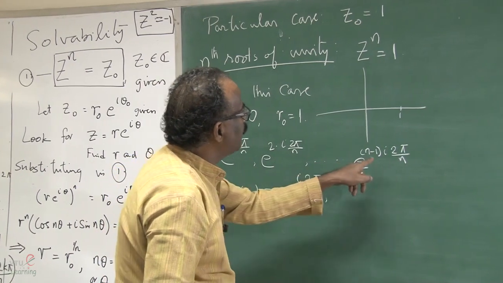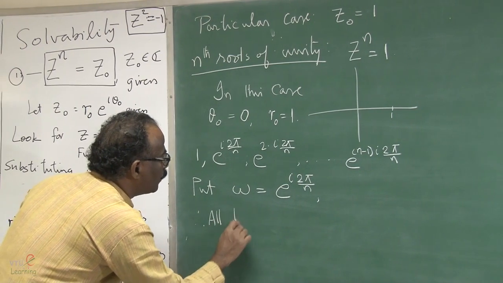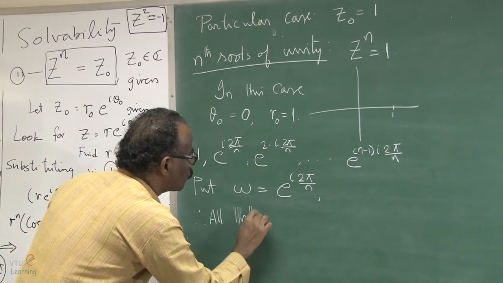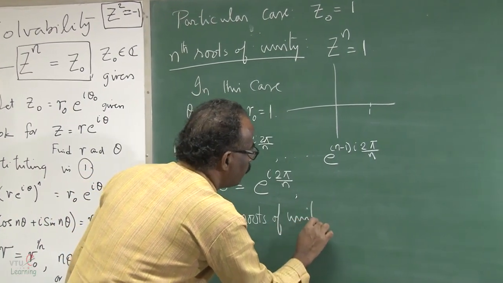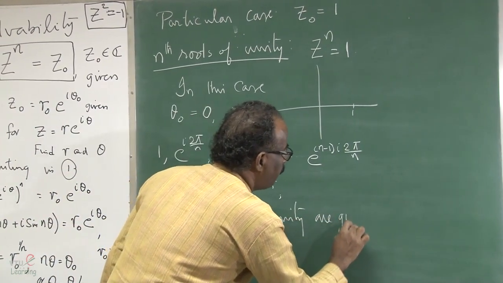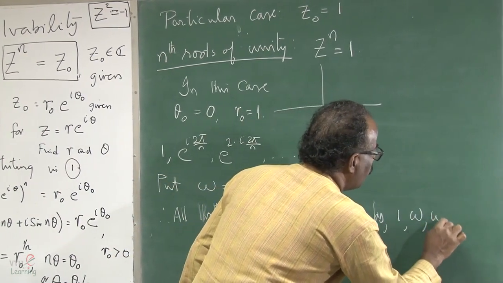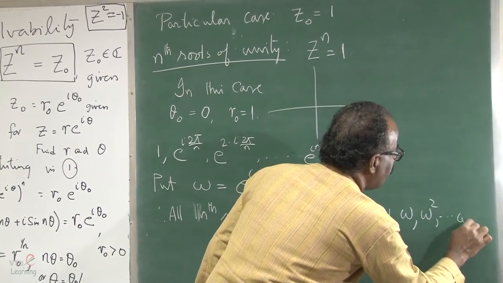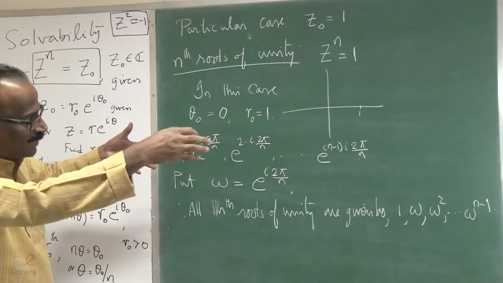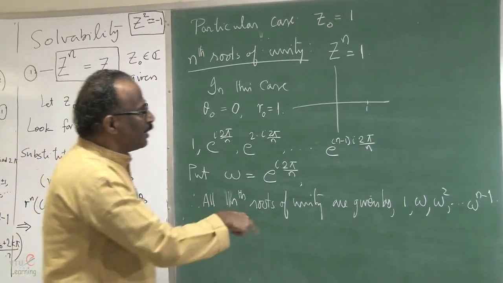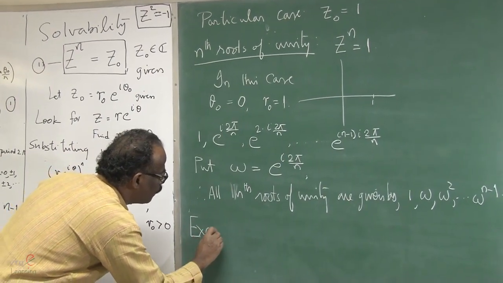Next is omega cube, and omega power n is equal to omega power 0, which is 1. Therefore, all nth roots of unity are given by 1, omega, omega square, etc., omega power n minus 1, with omega equal to this. So these are the nth roots of unity. This is a special case, so it's an interesting exercise for you.